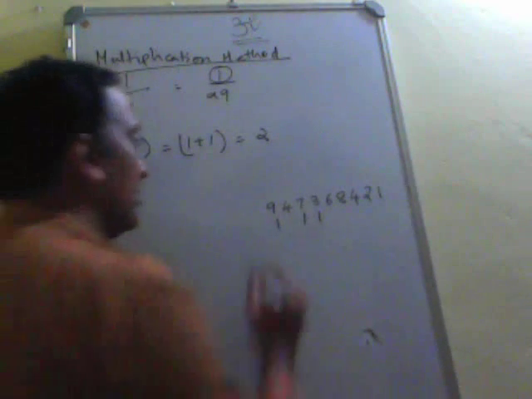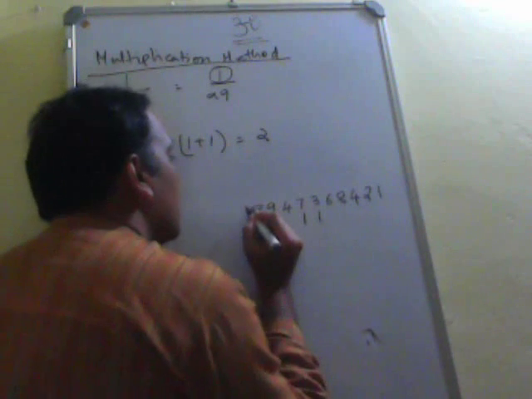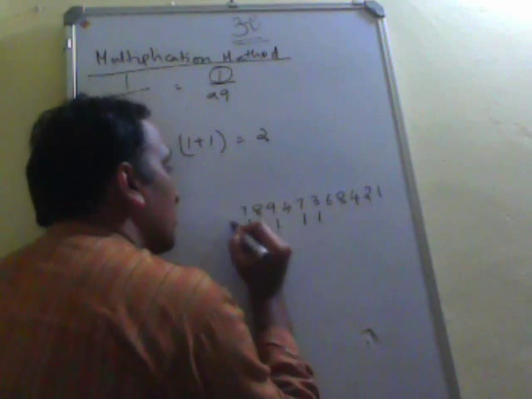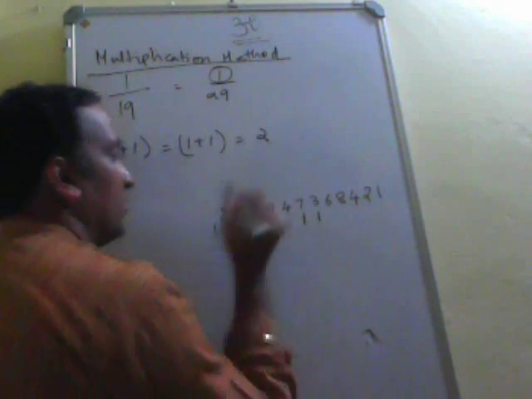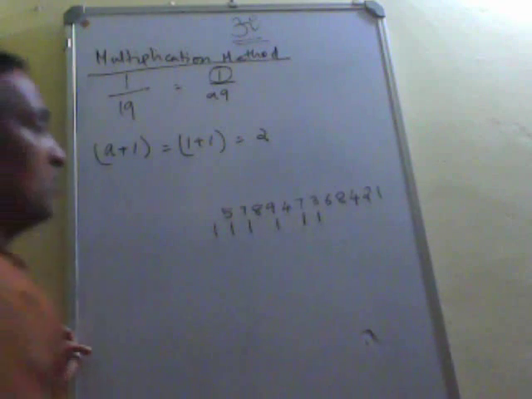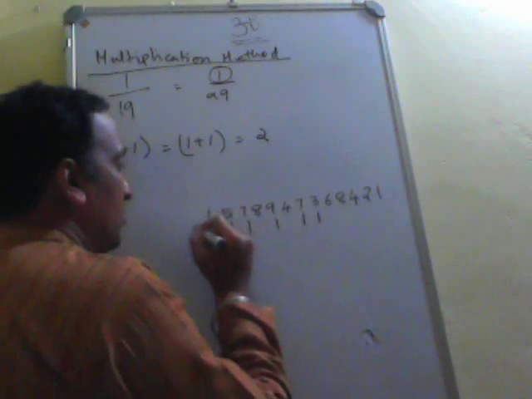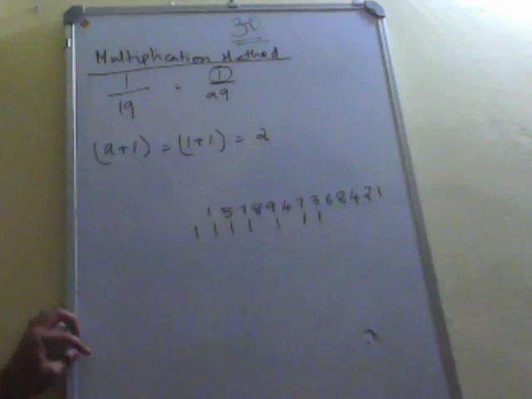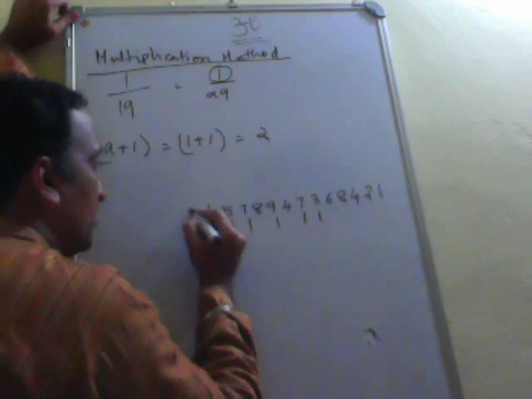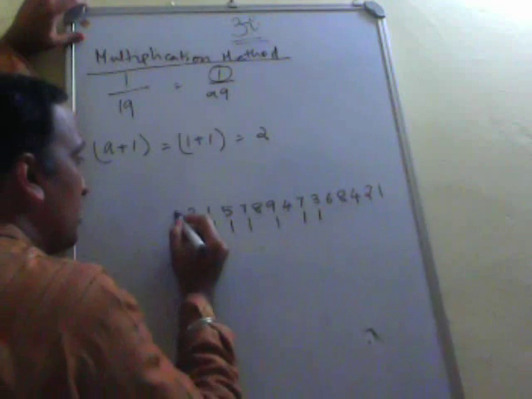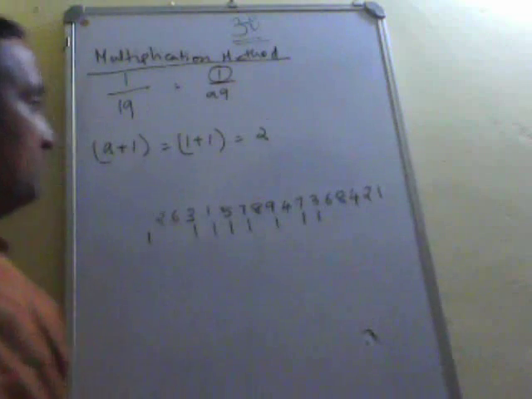9 2s are 18, 1. 8 2s are 16 plus 1, 17. 7 2s are 14 plus 1, 15. Carry 1. Then 11, 1, 1. Then 2 1s are 2 plus 1, 3. 3 2s are 6. 6 2s are 12. Carry 1.